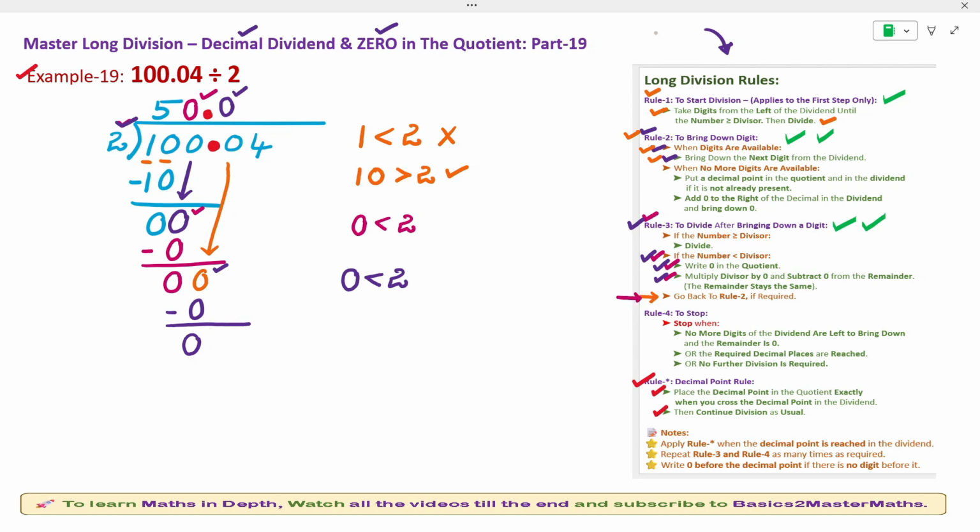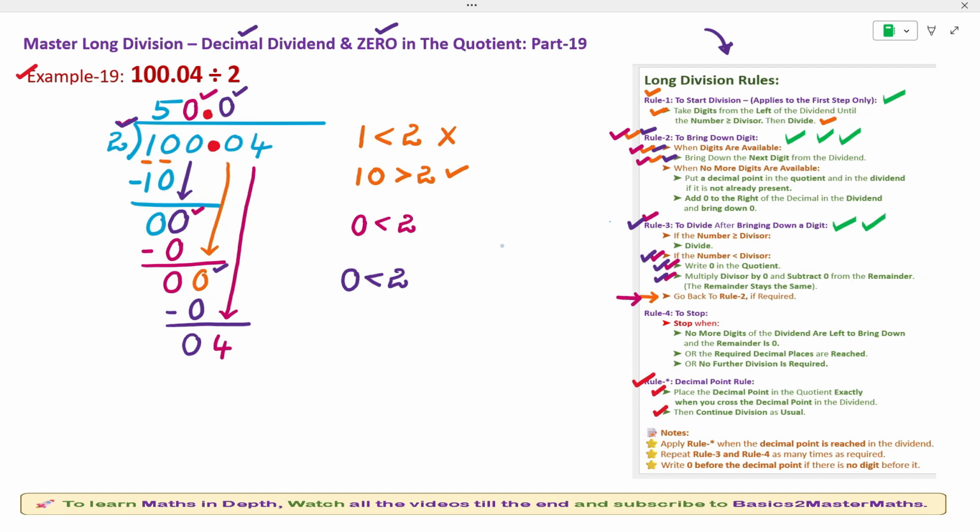Let us apply rule 2 again. When digits are available, bring down the next digit from the dividend. In this case, since the digit is available, bring down the next digit 4. Now, rule 2 is complete for the third time.